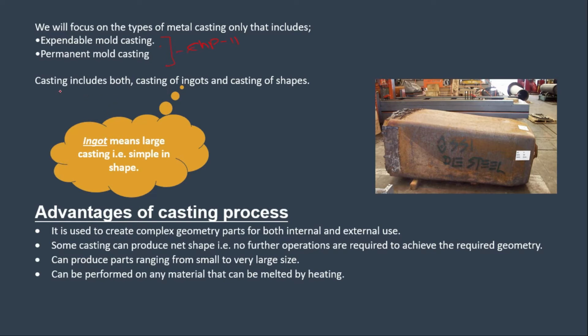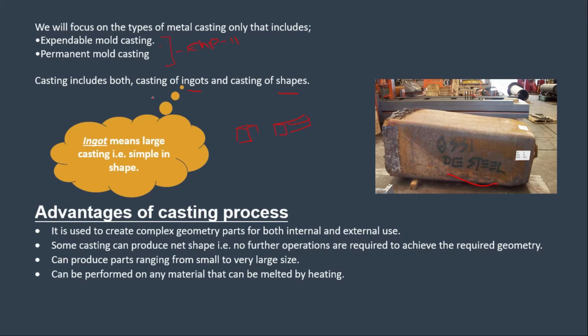Casting includes both casting of ingots and casting of shapes. Casting of shapes means we have some specific geometry. Ingot means any large casting that is simple in shape, like large cubes or large bars like this one. This one is the ingot, the large steel ingot.